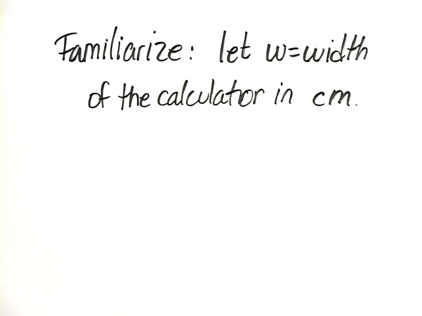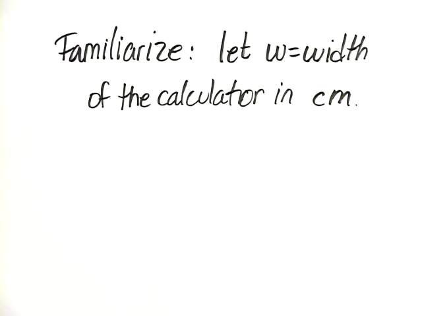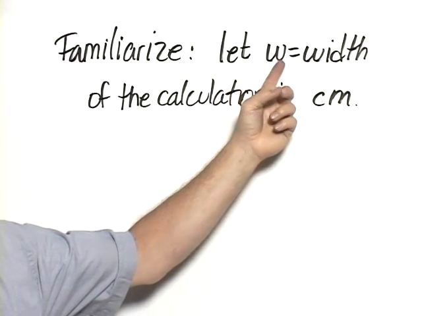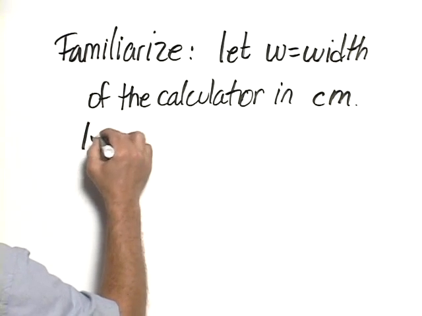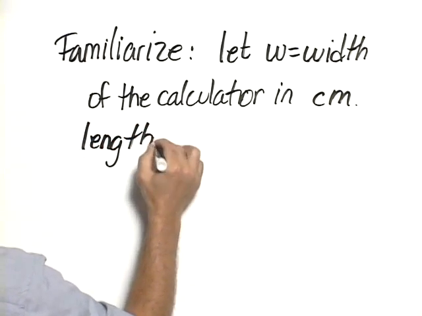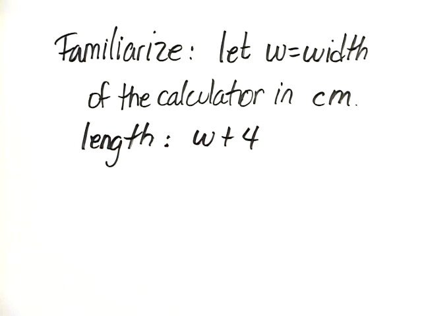Remember, the first step in the 5-step process is to familiarize. So we will do that and say that we'll let W equal the width of the calculator in centimeters. If W is the width, then the length, which is 4 more than the width, would be W plus 4.